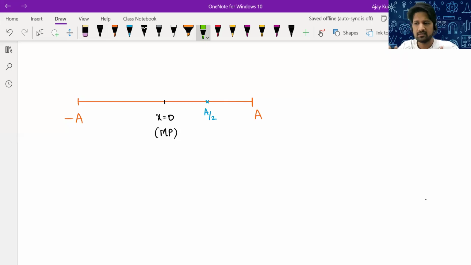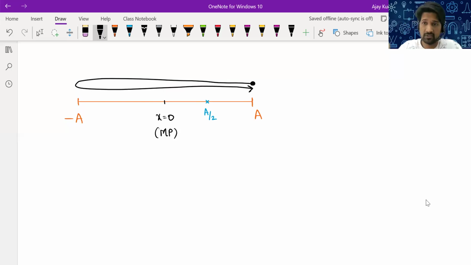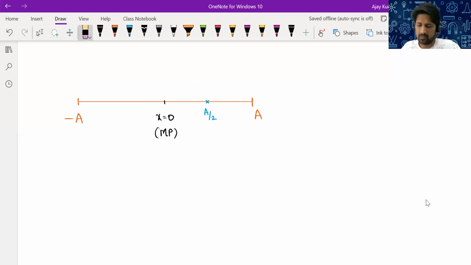The entire oscillation takes a time equal to the time period, 2 pi by omega. Suppose you release it from the negative extreme. To go from here to the positive extreme and come back, it takes a time of 2 pi by omega. That is what we mean by one oscillation. Suppose you release it from the positive extreme, it goes to the negative extreme and comes back. This also takes the same time, that is the time period.